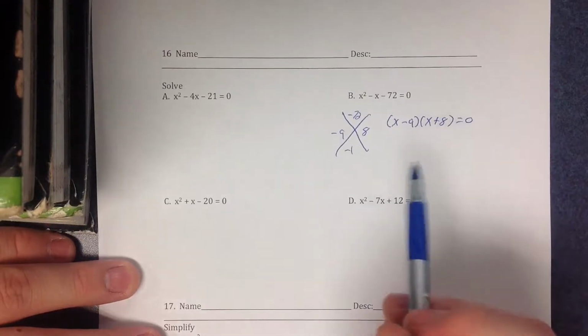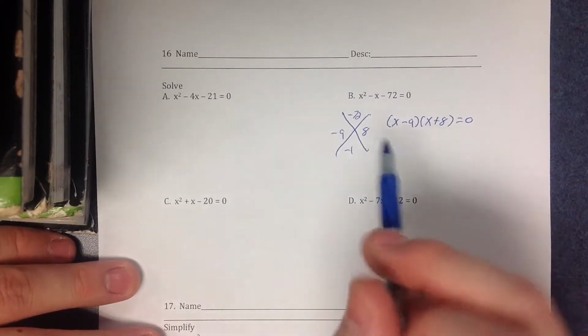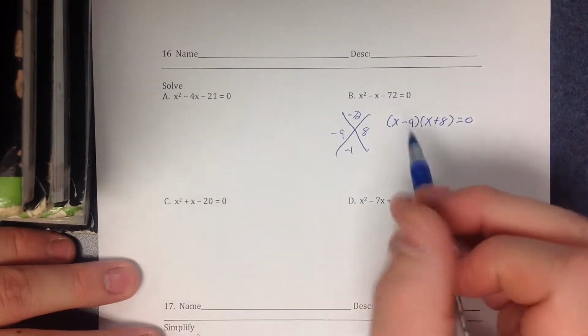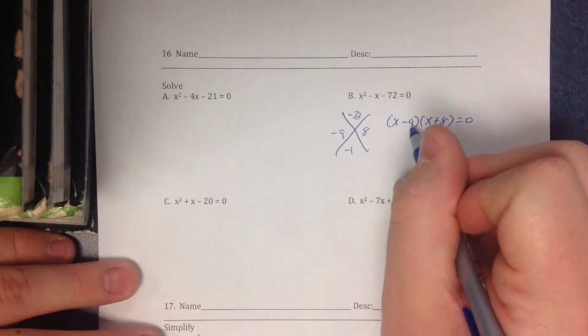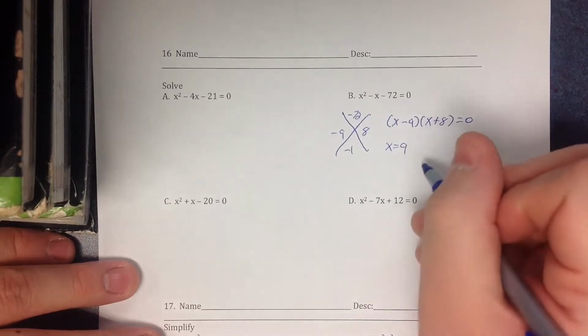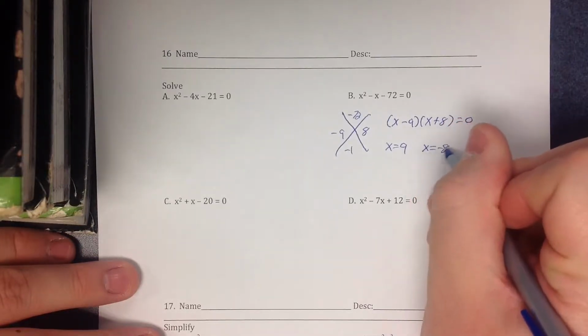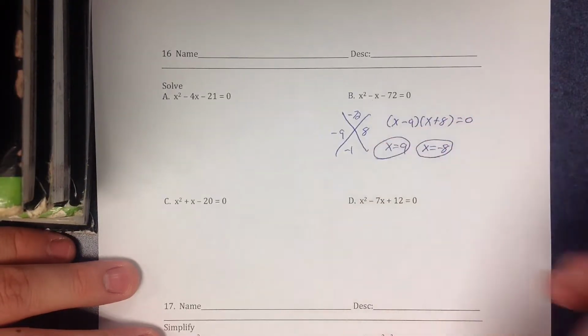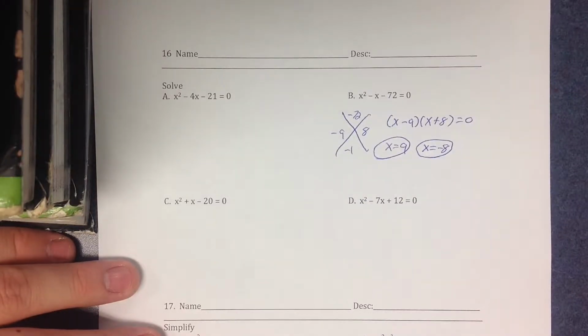Since I'm solving it, I'm trying to figure out, okay, what values of x makes each parenthesis 0. So in other words, what minus 9 gives you 0? Well, that's positive 9. What plus 8 gives you 0? Well, that's negative 8. So I have two answers of 9 and negative 8 that would make that solution.